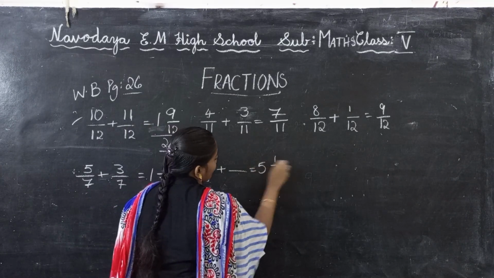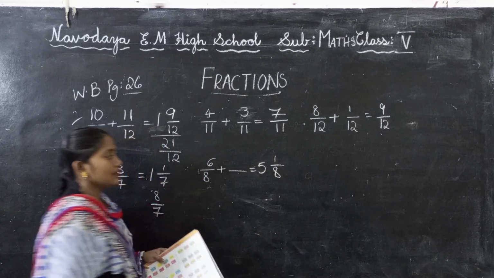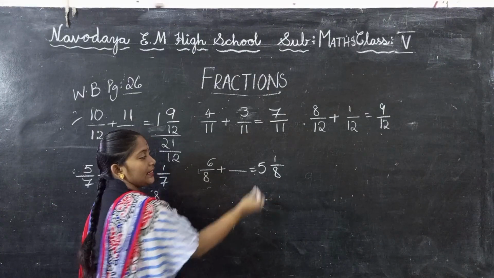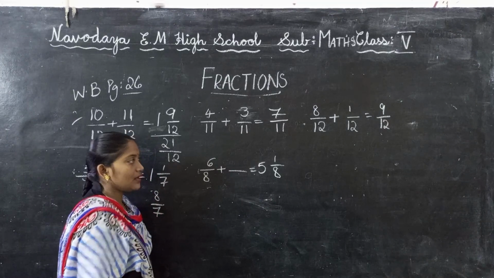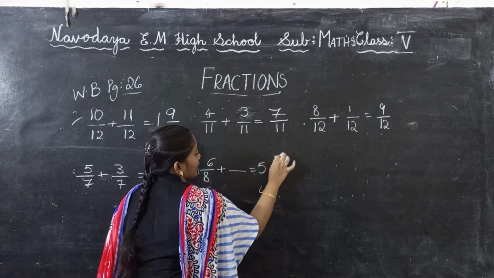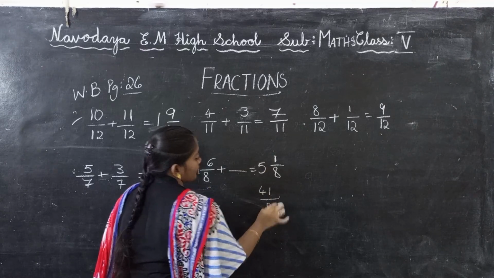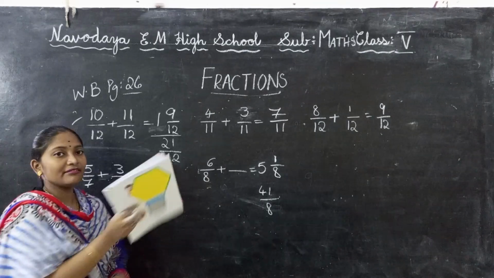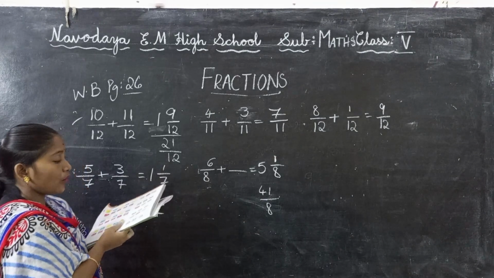1 by 8. What is that? 5 1 by 8. See here, it is in the form of mixed fraction. 5 8s are 40, plus 1, 41. What is that? 41 by 8. 41 upon 8. If I minus 6, what will come?